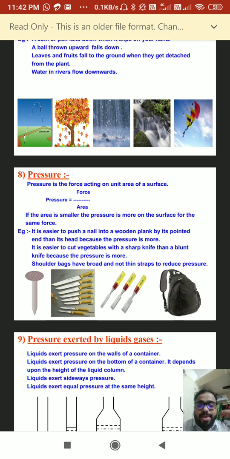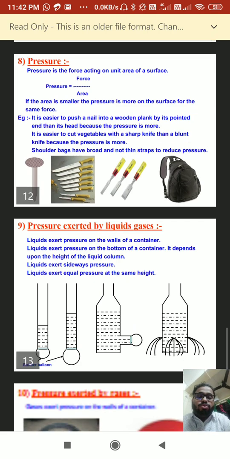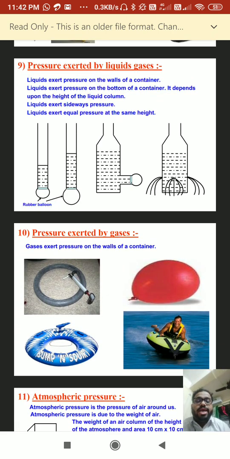Next, shoulder bags have broad straps. Broad, as I told you, means reducing the pressure. Next, students, what we will discuss basically in today's topic is pressure exerted by liquids and gases.